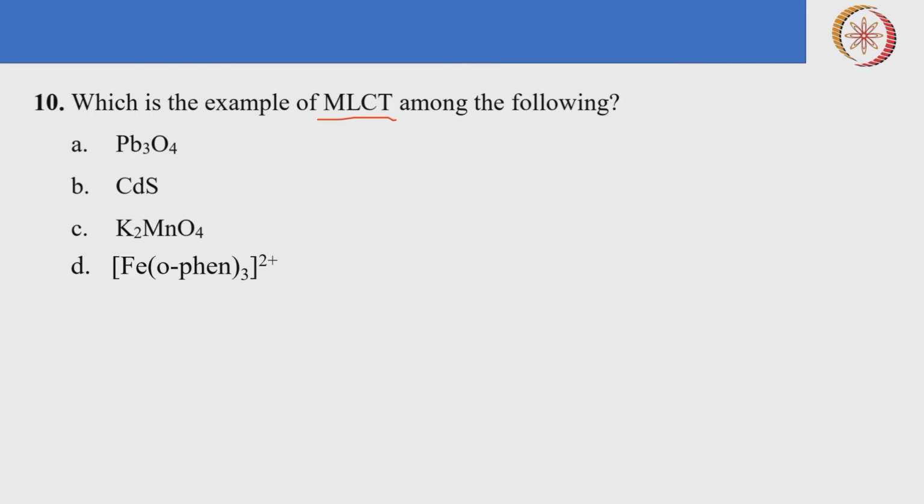Okay, so metal to ligand charge transfer. Basically you have to think that suppose you have some compound which has a molecular orbital, and the HOMO has metal-like character, so that you can get metal to ligand charge transfer. And the LUMO will have ligand-like character.